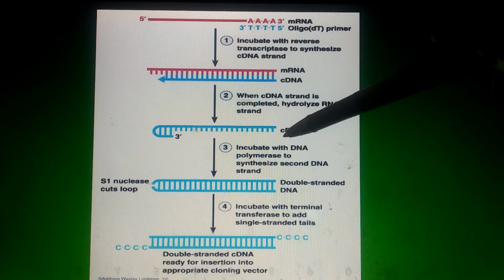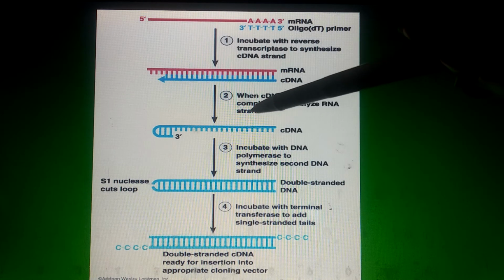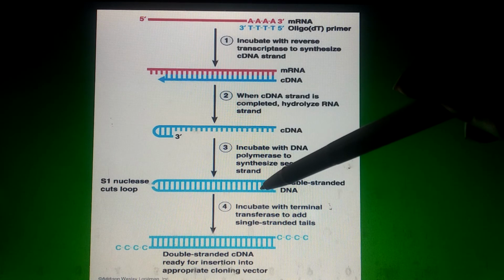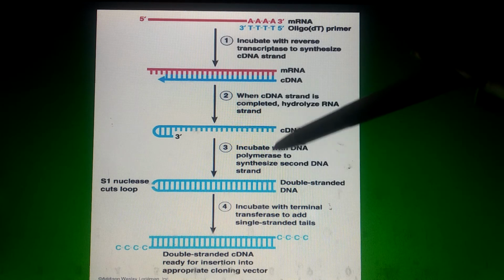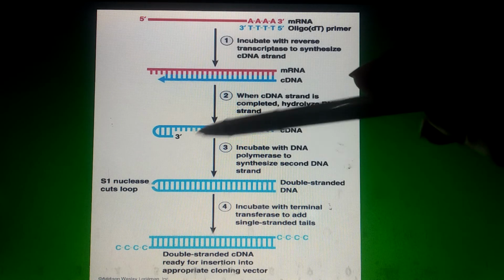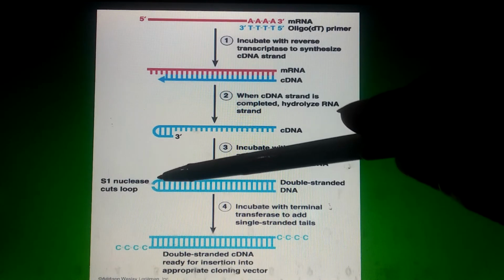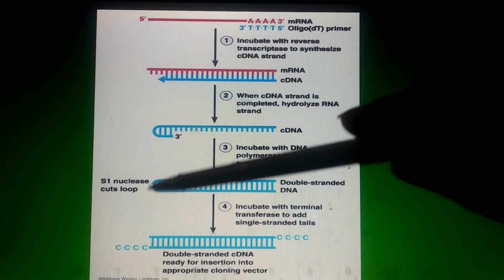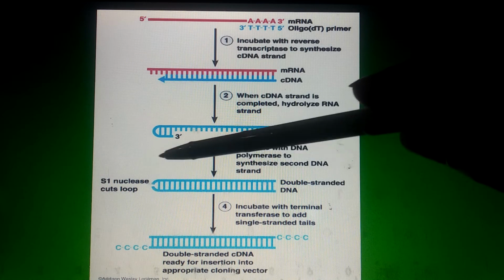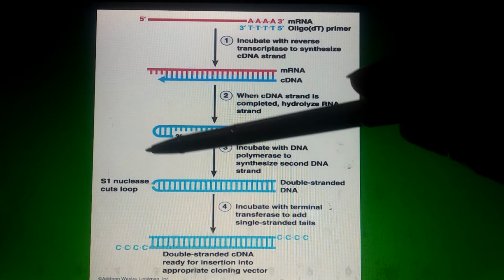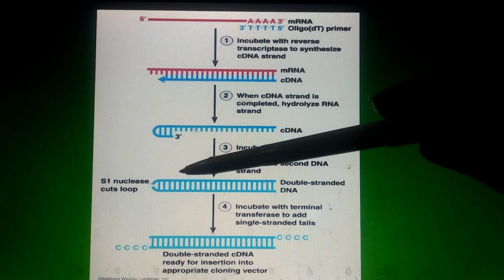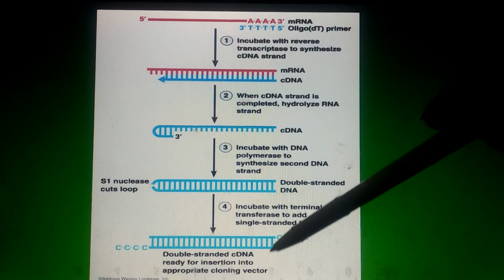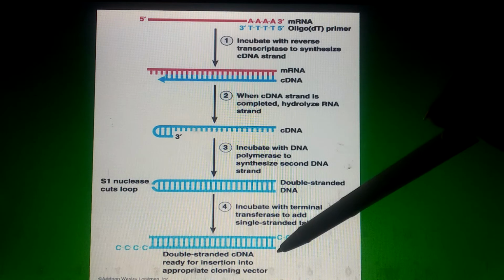This single-stranded cDNA is converted into double-stranded cDNA with the help of the enzyme DNA polymerase. Now what will happen? These two strands are joined, form the loop, and this loop is cut by the S1 nuclease. Now the cDNA is ready for cloning purposes. Is it clear? Okay.